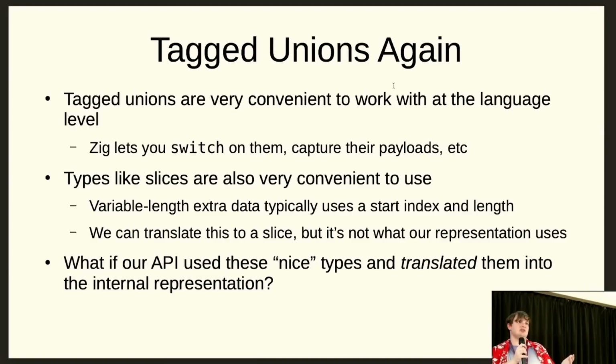We have other types which aren't suitable to store directly, but which are, again, really nice to work with. So we have slices. For anyone not familiar, a slice is essentially a pair of pointer and length. So in short, it's a way of referencing a variable length array. These types are really nice and we want to use them, but we don't want to use them in our internal data representation. So what if we had a translation in our API?